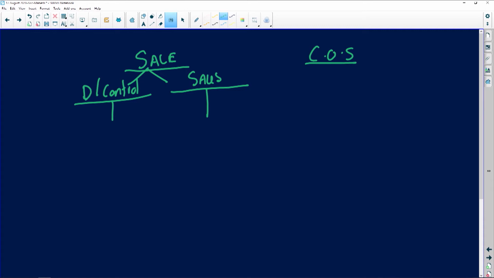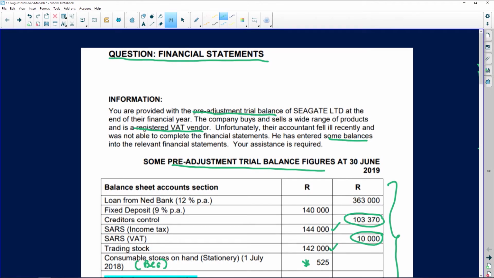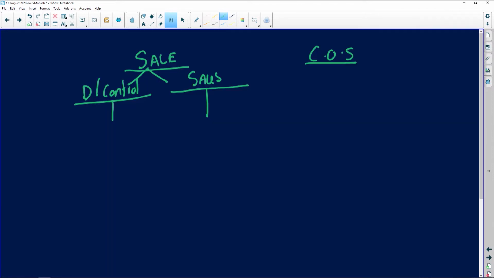Because remember, Debtors Allowance has been closed off to sales. Now, in terms of sales, looking at the selling price of the item that the customer is obviously returning, the selling price 1,690, so immediately sales 1,690 will be debited. In other words, sales is now going to decrease by 1,690. Remember, the sale has to be cancelled.